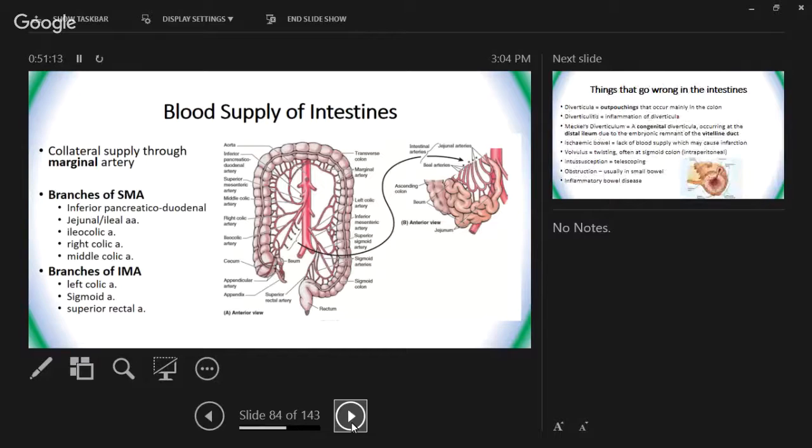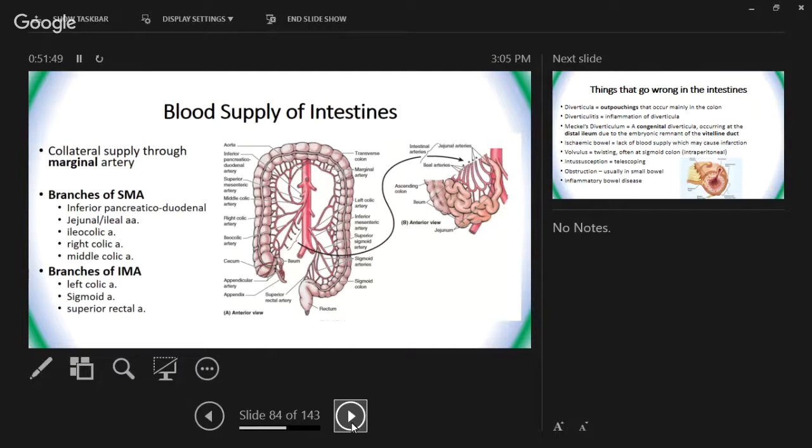Blood supply. So in the heart, if you block off one of the vessels, that part of the heart will probably die because there's no collateral supply. Whereas in the intestines, if you block off one of those small arteries, there's collateral supply. You've got the SMA, which supplies all of the small intestines and then probably 2/3 of the large intestines. You've also got the IMA, and those are the branches.